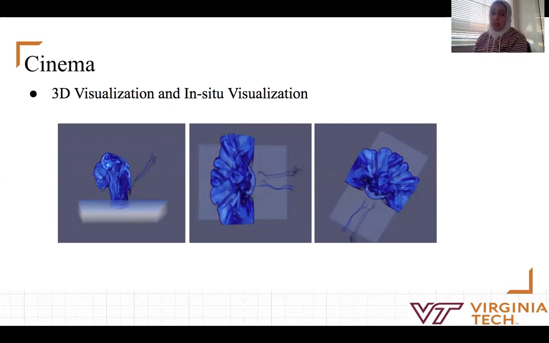Another case in which we can use this is in situ visualization. When you're using in situ visualization, you don't have access to all your simulation outputs. You just have your inputs and metadata and some images. So this is a way of viewing your data from different angles.